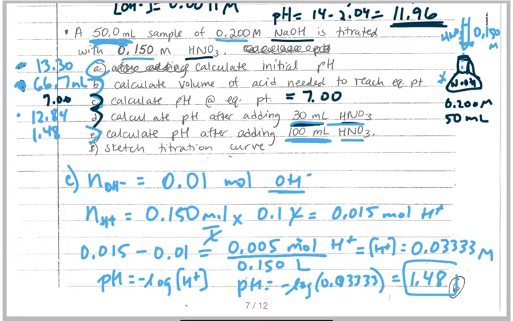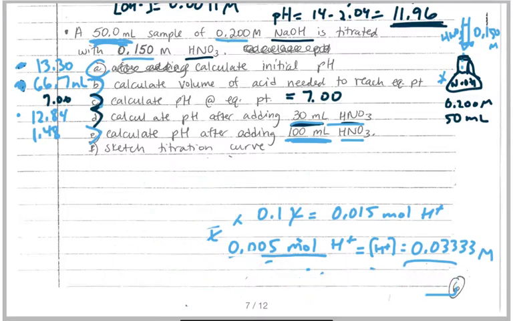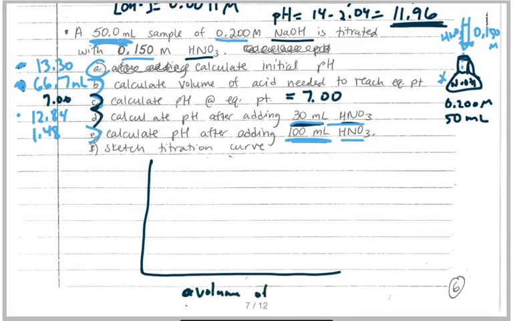All right, and then lastly, part F, it asks us to sketch a titration curve based on all these values. So let's do that. All right, so here is our axis. The titrant that we're adding goes down here. So this is going to be volume of HNO3. In this case, this is the acid that we're adding. And this is the pH on the y-axis.